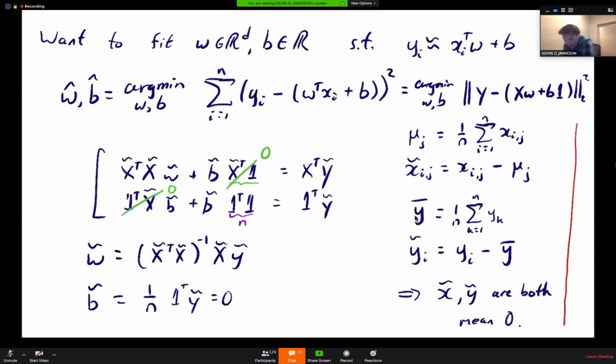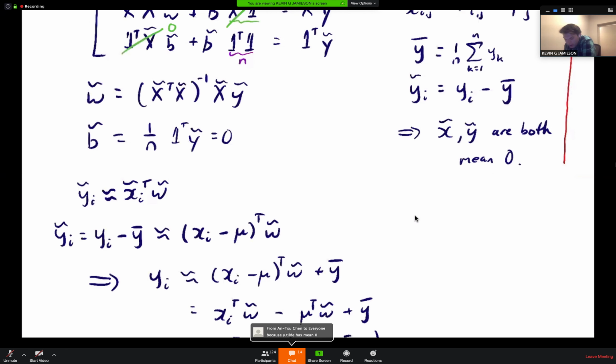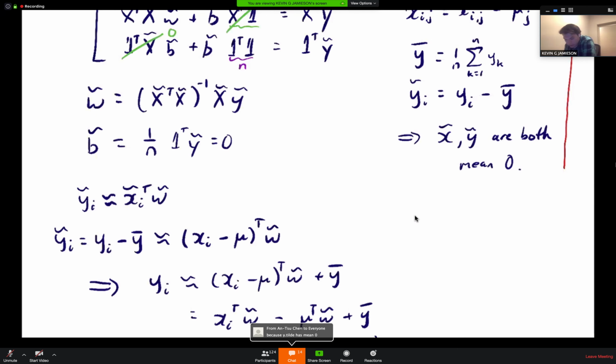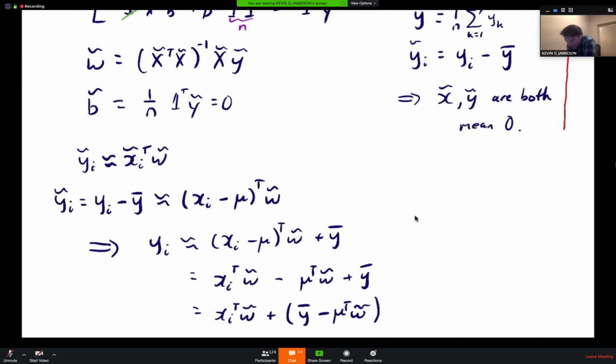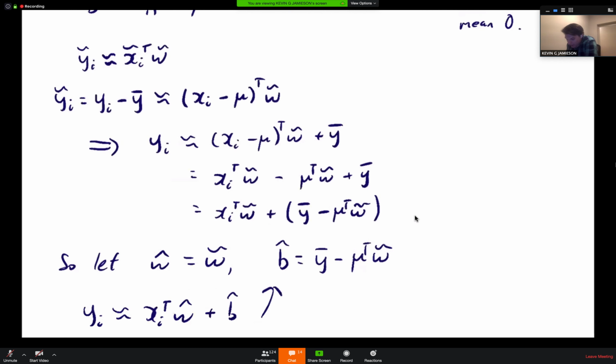So what I actually have is not demeaned data. I have this equation that my predictor for y tilde i is going to be xi minus mu transpose w tilde. But then, what's my predictor for yi? Well, my predictor for yi is y bar plus xi minus mu transpose w tilde. And then I just plug all this in. So my estimator for yi is just going to be xi transpose w tilde plus this offset. And that is the new offset.